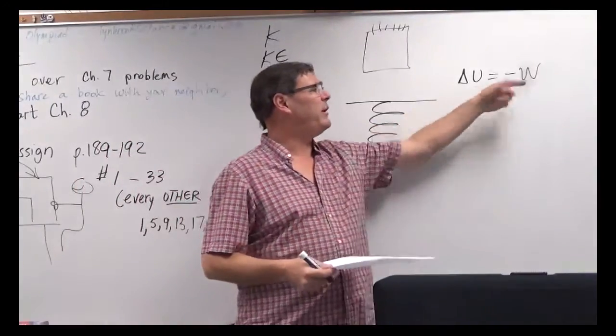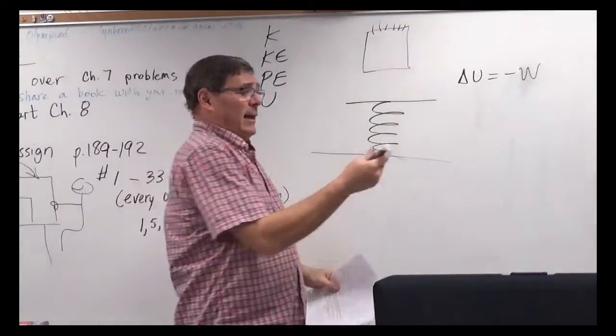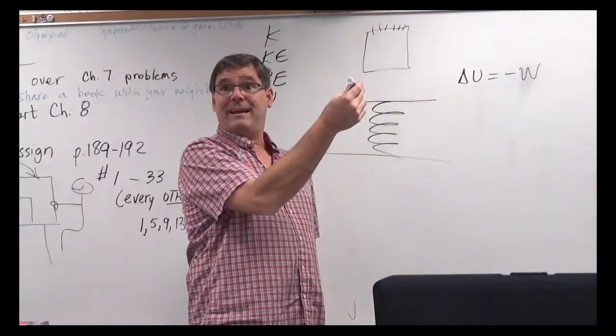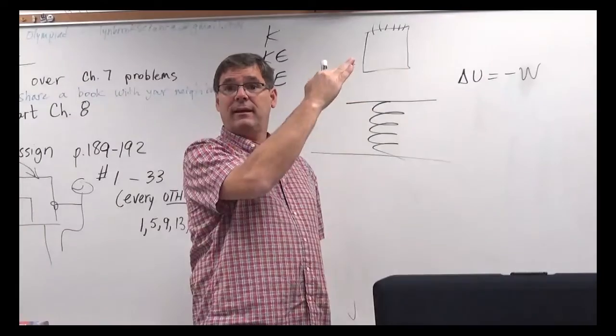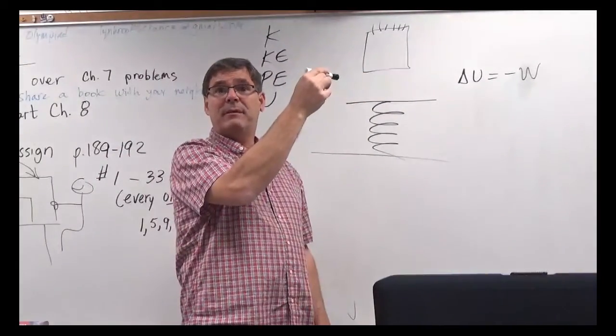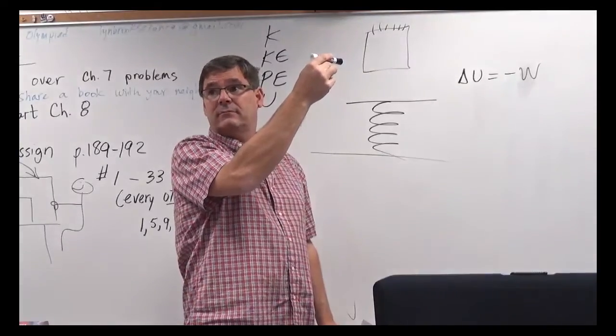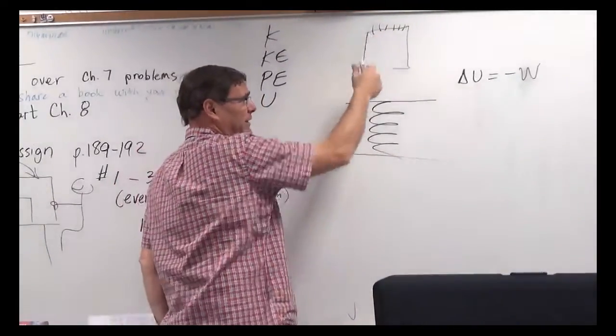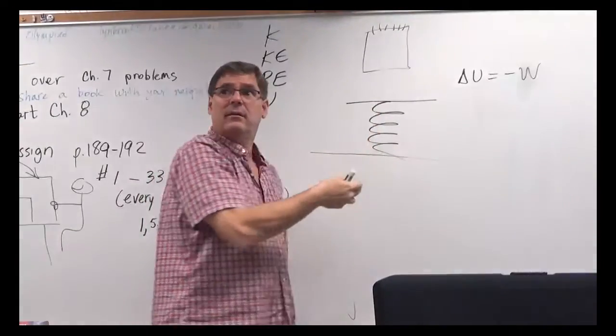Okay, so what does this equation mean? Well, when the pen went up into the air, the work done by gravity was negative, and it was converting kinetic energy to potential energy. So the work was negative, but the potential energy was increasing by the same amount. And the spring, when the spring did negative work, same thing.